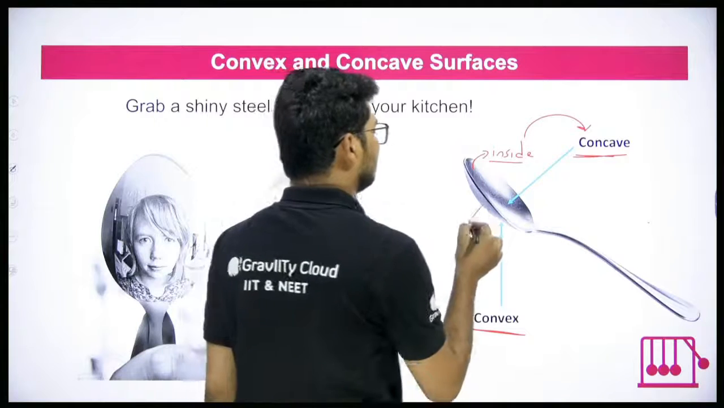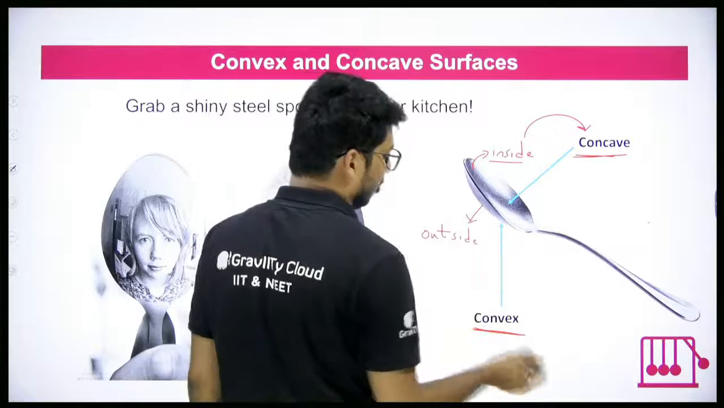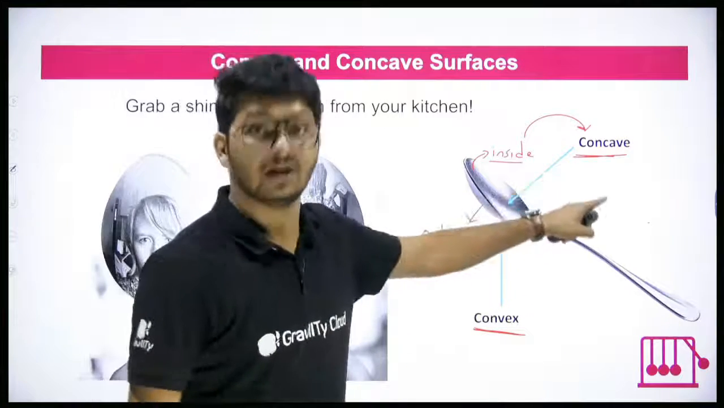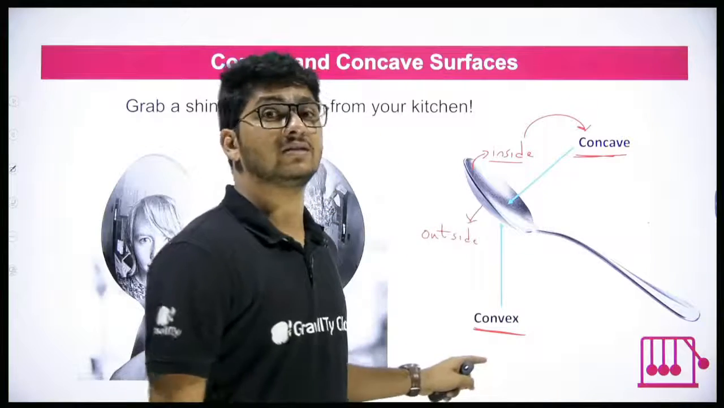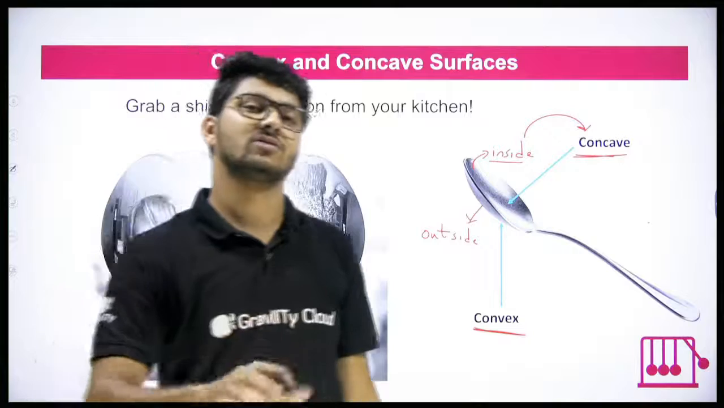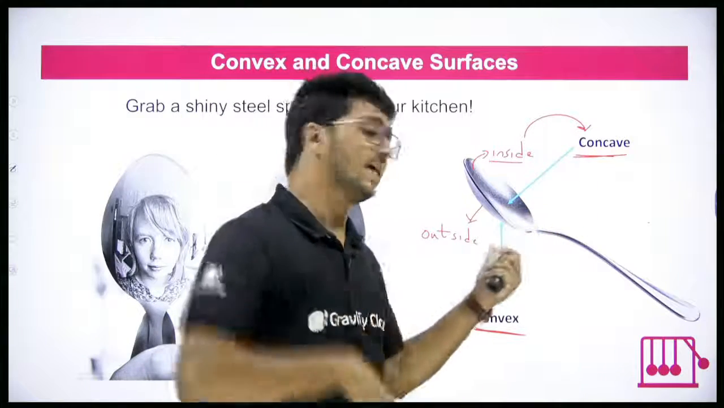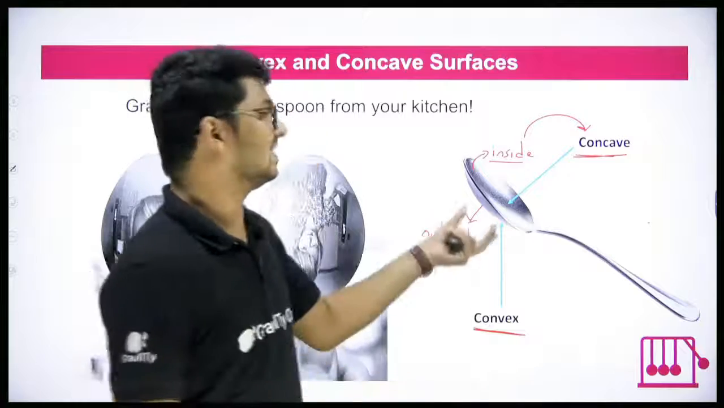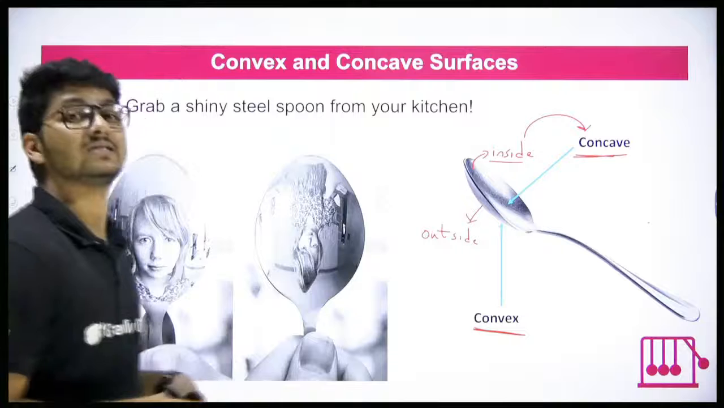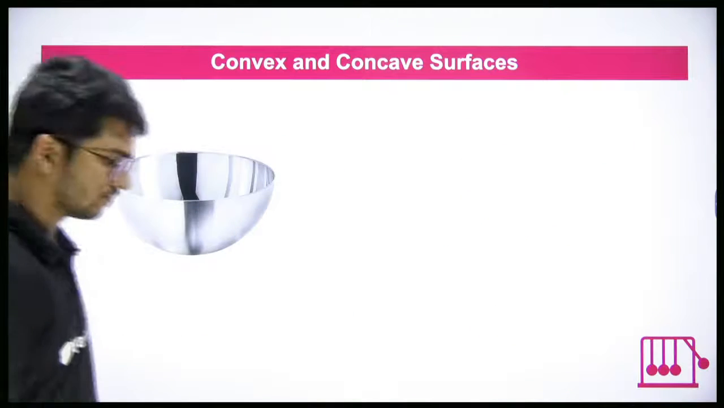Whereas this is the outside part. The outside one is called convex. It's very important that you remember these names, concave and convex, and also identify which is concave and which is convex. One side you have concave, on the other side you have convex. The inside of the curve, the inside of the spoon, is concave, and the outside is convex. We have many more examples, let's go into that also.